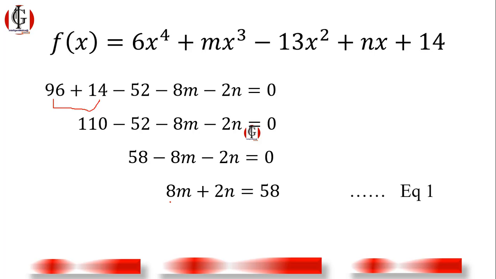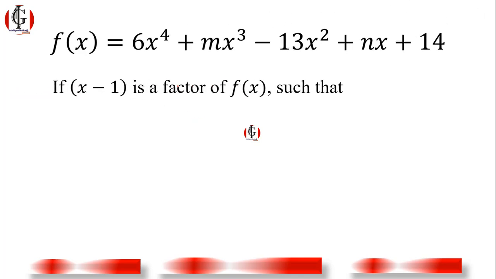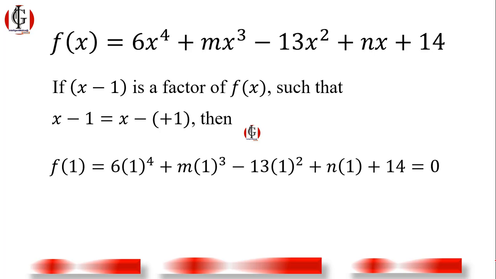So now let's pick the next factor of this polynomial. The next factor of this polynomial is x minus 1. Now if x minus 1 equals 0, I'm going to have x equals 1. So it's a factor of f of x. And that gives me f of 1 equals 6 into 1 raised to the power 4 plus m into 1 raised to the power 3 minus 13 into 1 raised to the power 2 plus n into 1 plus 14 equals 0.